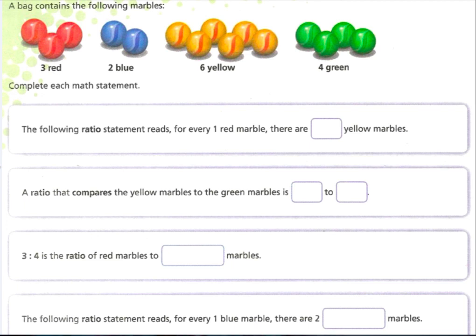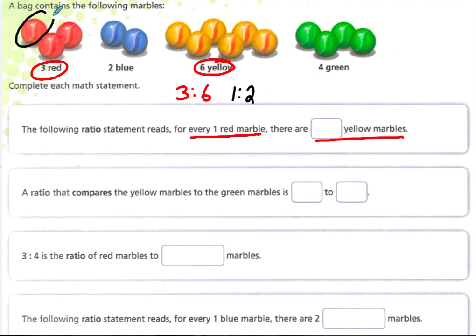The first one says, the following ratio statement reads, for every 1 red marble, there are blank yellow marbles. Well, you might be looking at it and go, there's not 1 red marble, there's 3 red marbles. What it's doing is red to yellow was 3 to 6. But 3 to 6 can be simplified. Remember, they can each be divided by 3, and we get a ratio of 1 to 2, which basically means for every 1 red, there are 2 yellow.